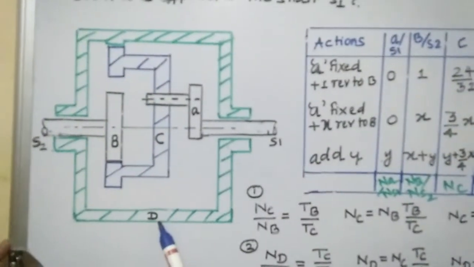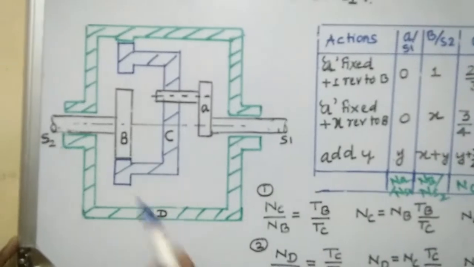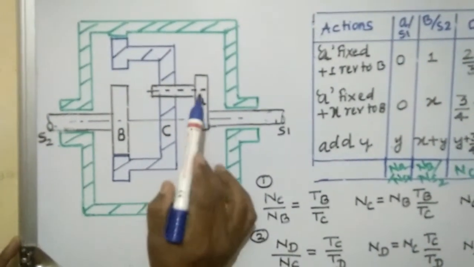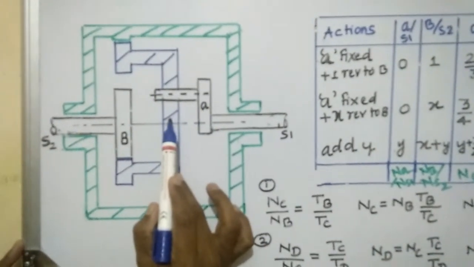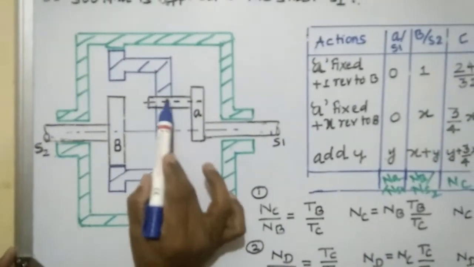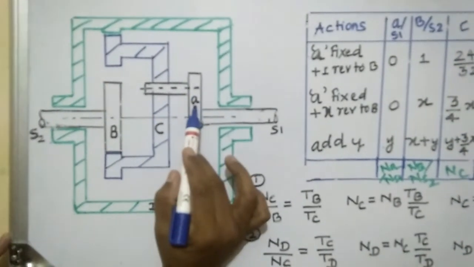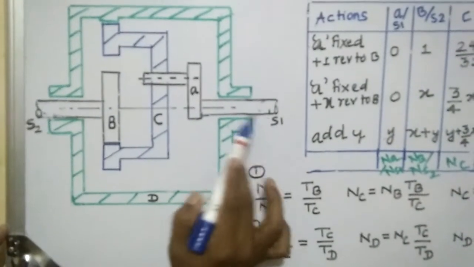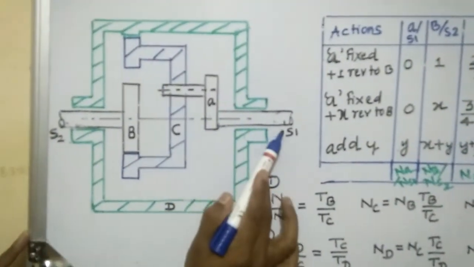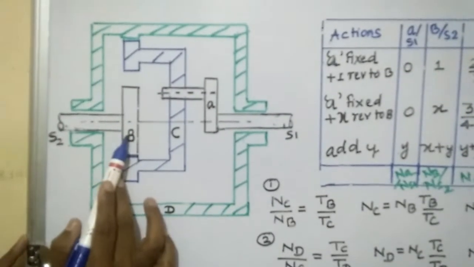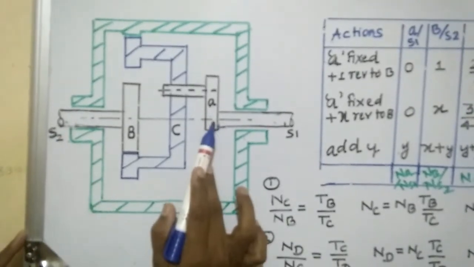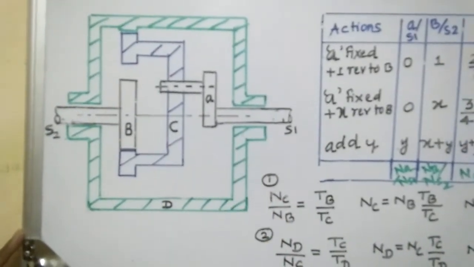Then C is connected to the D gear, which has internal teeth. Once again, the arm is connected to the C gear. This is the axis of the shaft. This small a is nothing but the arm. The arm is directly connected to shaft S1. The speed of A is equal to S1. The speed of B is equal to S2, because B is directly connected to S2.